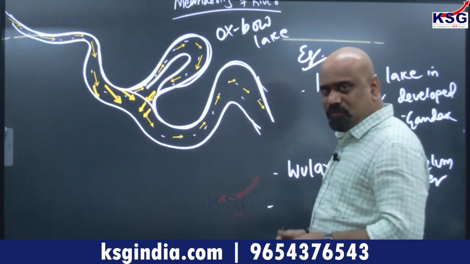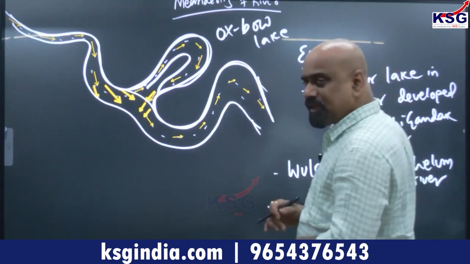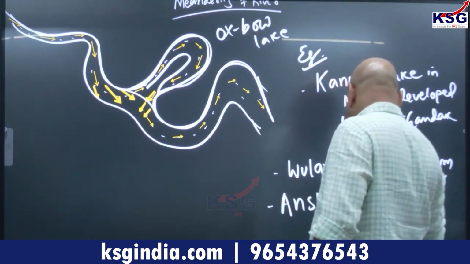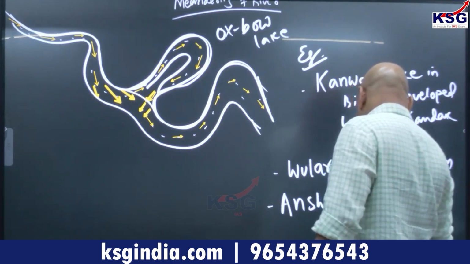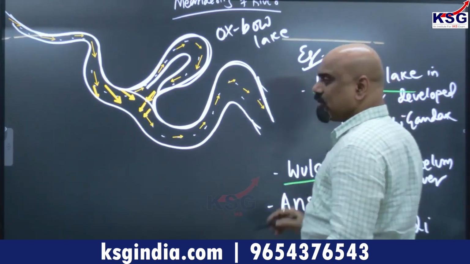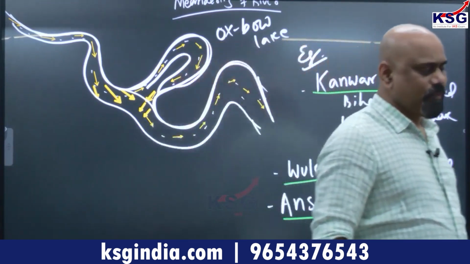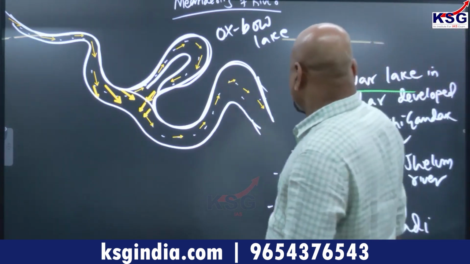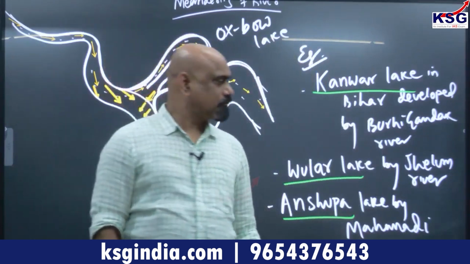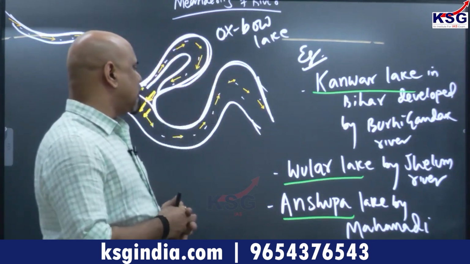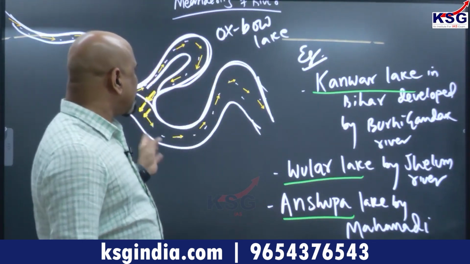My friends from Odisha, do you know where you have this? In Odisha, Oxbow Lake, Ansupa, Ansupa Lake by Mahanadi. Best example of this one. These two आप याद कर लीजिए, अंसुपा, उलार एंड कन्वर लेक. कवरताल बोलते हैं कन्वर को, कवरताल. कन्वर लेक इज नोन एज कवरताल. Is it clear to you? Three examples I have here, Kanwar, Wular and Ansupa. These are developed Oxbow Lakes.